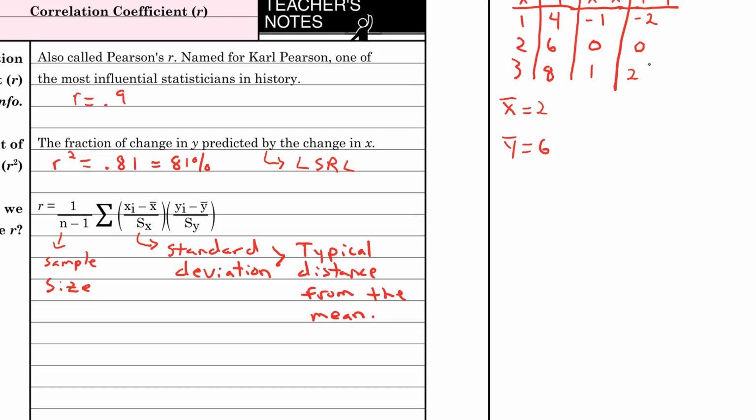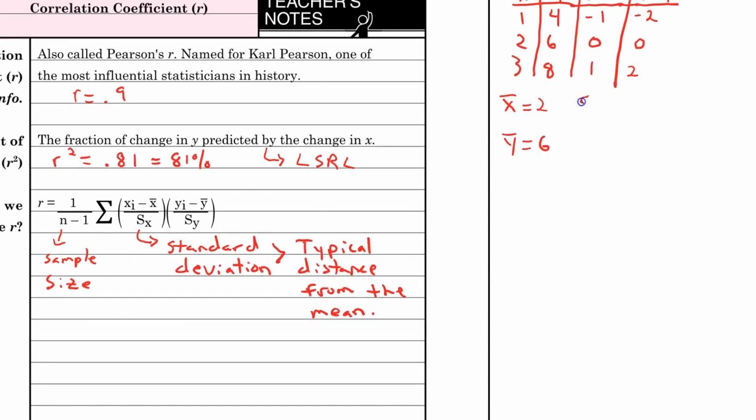We also need the standard deviation of x and y. The standard deviation of x, you can use your calculator to find that. Using one-variable stats, it is 1. The standard deviation of y is 2. And these values make sense in the context of our quasi-definition, a typical distance from the mean. If you look at these values, to say they're typically 1 from the mean is a reasonable reflection of that. It's the same way with the standard deviation of y.